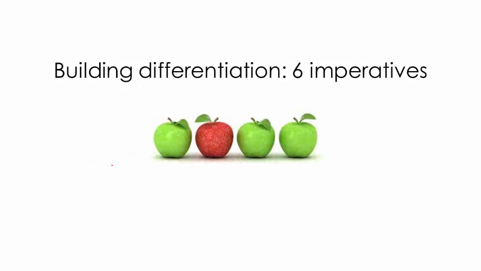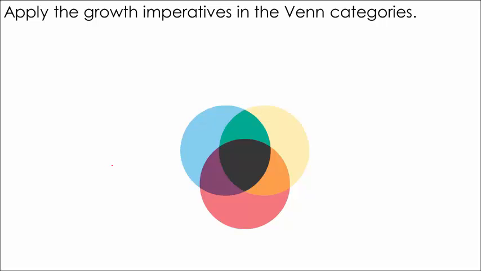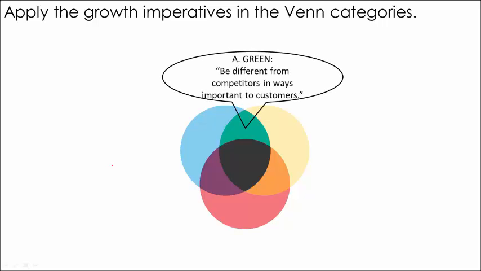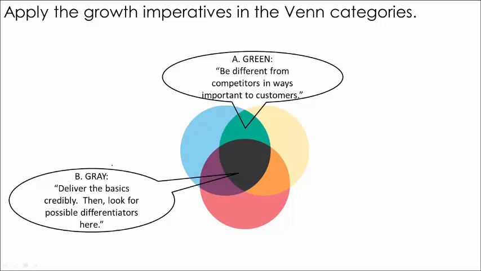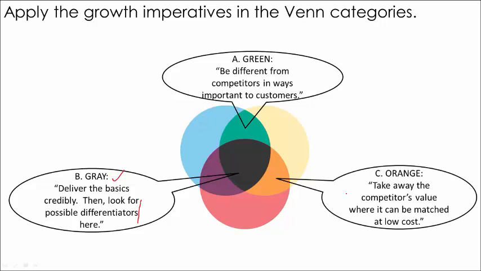Top down is we're going to look at each zone one at a time with this whole idea of the goal of building differentiation through a variety of imperatives. And you know the imperatives. We've been through around this model several times here. So being different from competitors in ways important to customers is at the top, the core, right? Area B, gray zone, here is points of parity, or includes points of parity, delivering the basics credibly. But you could also look potentially for differentiators there.